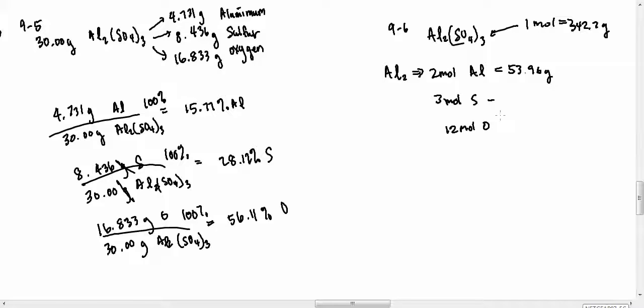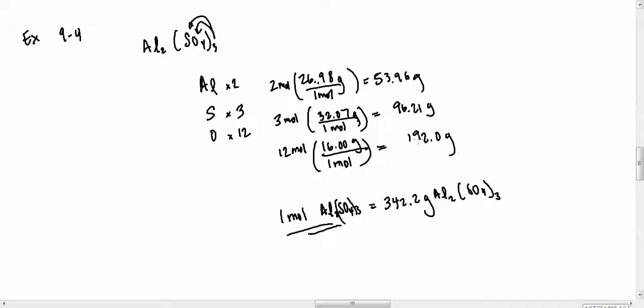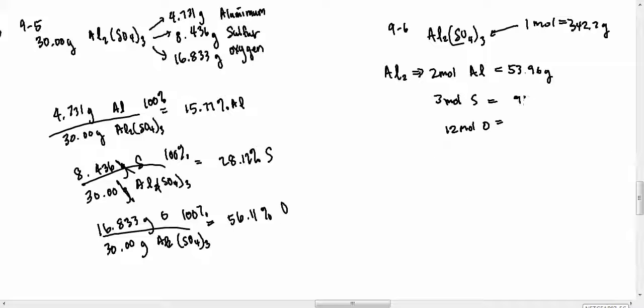And this is equal to, what were the numbers? 96.21 and 192.0 grams worth of all of this stuff. Alright, so now what I want to do is figure out the percentage. And all I do is I take this number right here and divide it by this number right here.